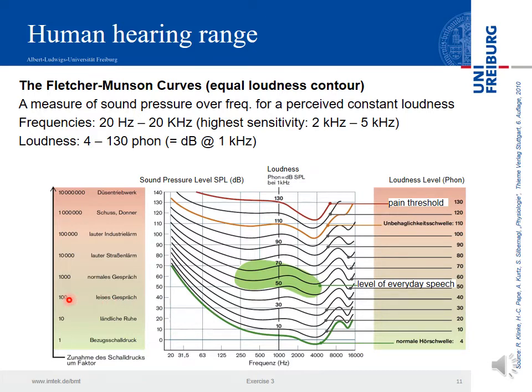Then we have 100. Normal speech is 1000. Noise from the street about 10,000. Industrial noise about 100,000. Thunder or a shot is 1 million, and a jet engine is 10 million. So that's the factor. Having the logarithm of the decibel unit, we come to those numbers here.